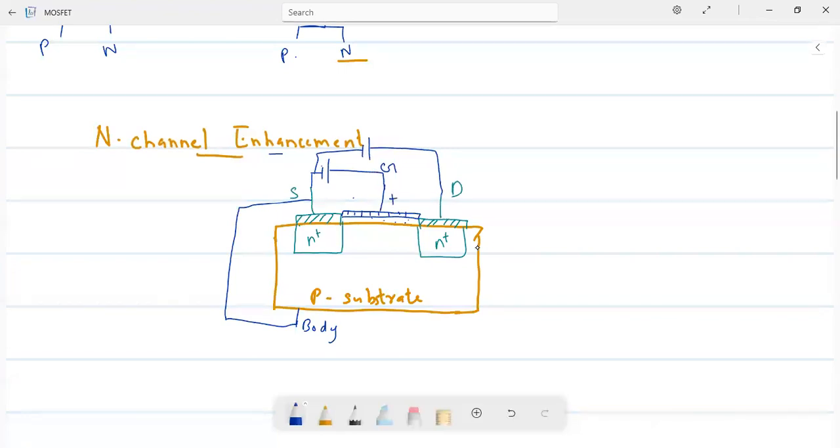When I'm giving a positive voltage at the gate, what will happen here? Unlike poles always attract, so the electrons from this P substrate, that is minority carriers, will be attracted. P substrate means it will be having majority carriers as holes and minority carriers as electrons. So when I'm applying this positive voltage, it will attract these minority electrons towards this gate. Here it is just like an inter-electrode capacitance effect.